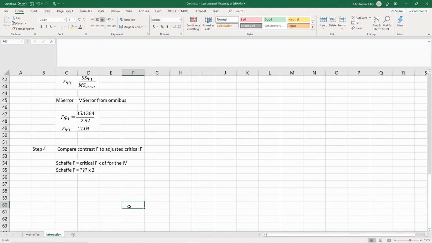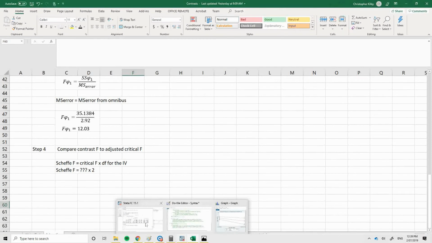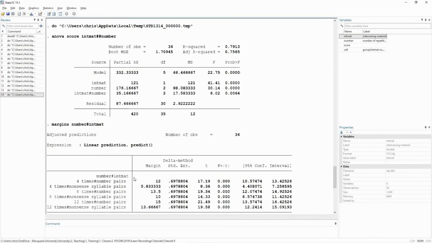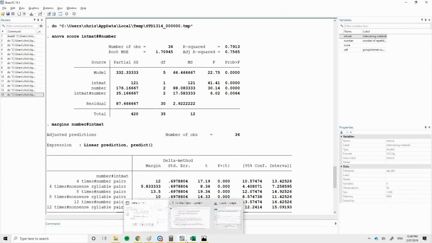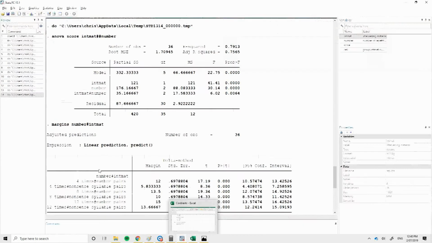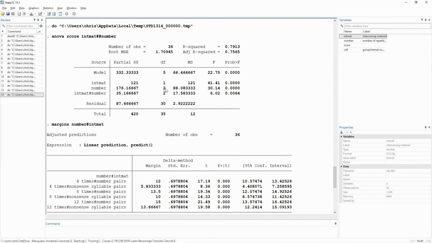Now, this is an interesting point. The Scheffé F that I'm going to be using needs to be my critical F times the degrees of freedom for the IV. Now I know the degrees of freedom for my interaction is 2, and there's 2 ways I know this. First of all, the ANOVA tells me that the interaction's degrees of freedom are 2. And second of all, I know what the degrees of freedom for my IVs are. I can calculate it by hand if I had to. So the degrees of freedom between, for number of intervening material and my interaction, are the same. They're both 2 in this case. And the residual is still 30.